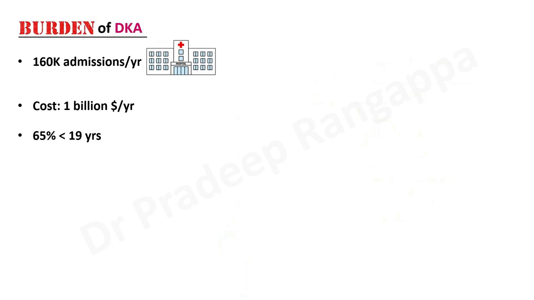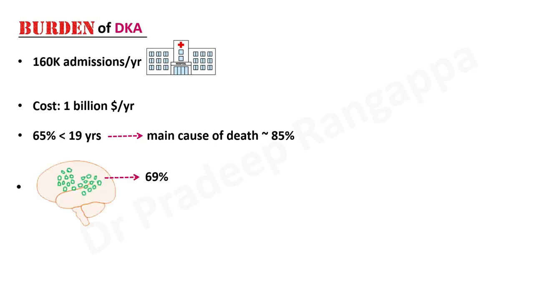This is all US data. I'm sure in India it may be similar or even more. And 65% of the DKAs are less than 19 years. And it is shown that DKA is the main cause of death in 85% of children less than 19 years. So which is an enormous burden, and one needs to have due knowledge and skills to manage these patients.